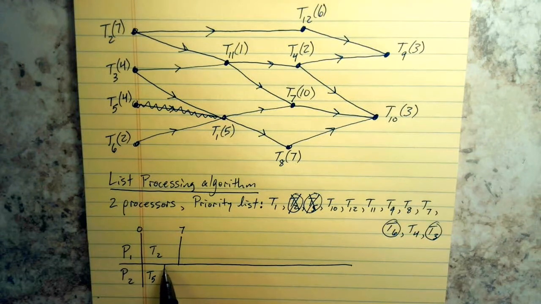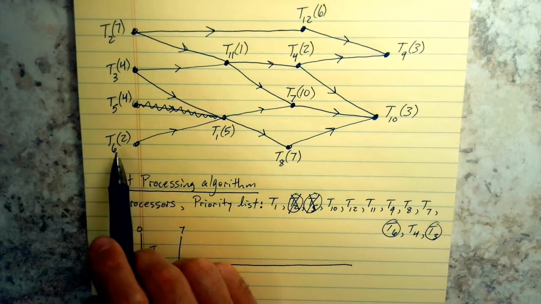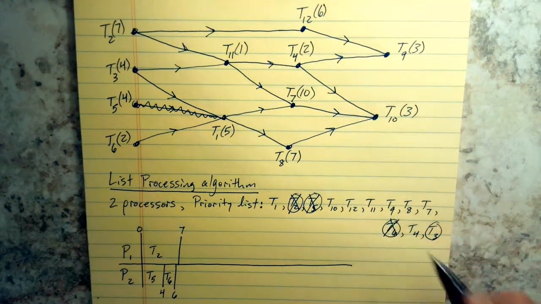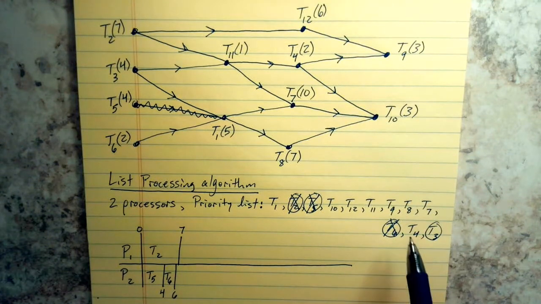Alright, so I go to the first available processor, which is processor 2, here at time 4. And I scan the ready tasks, and task 6 is ready. Task 6 takes 2 units of time, so that'll take me out here to time 6. And I'm going to schedule task 6 from time 4 to time 6 on processor 2. So now it's scheduled. So I've crossed it out because it's been scheduled. And I just keep repeating this process.